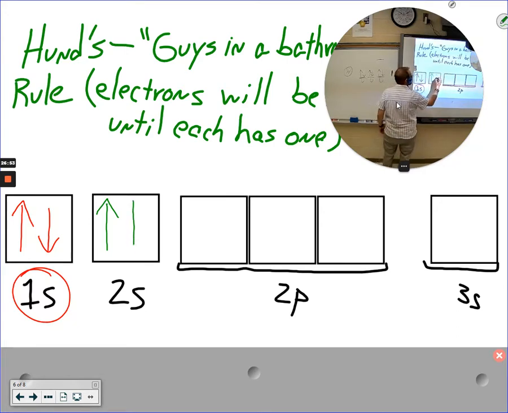Fourth electron is going to end up right there. Now, sublevel 2s is now full. And so we have to move up to the next sublevel. Now this is a bigger bathroom. There's 3 urinals here. Okay? And so we get into boron, element number 5.